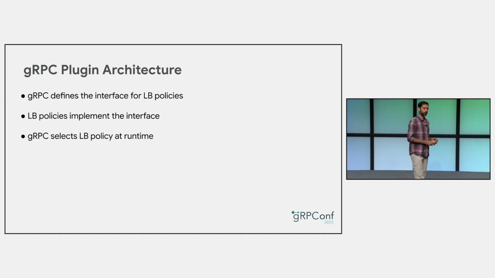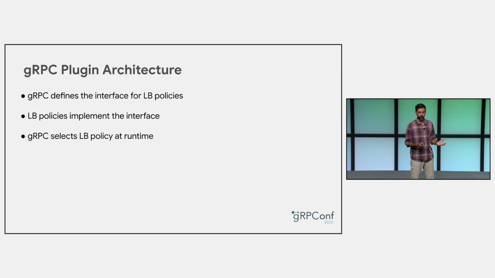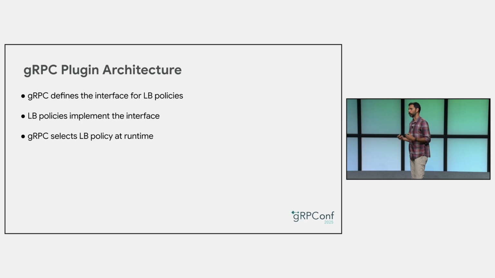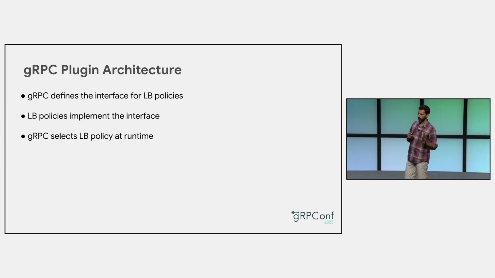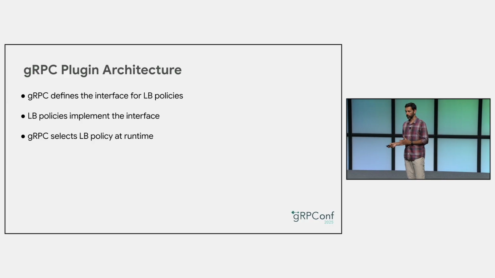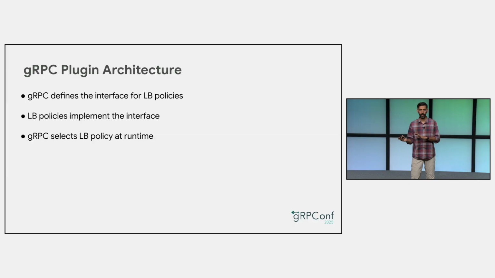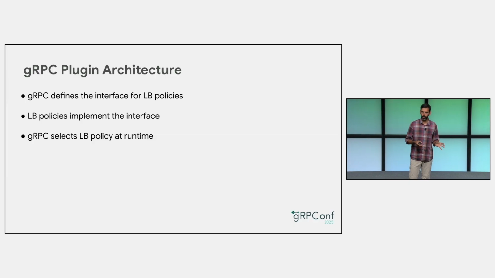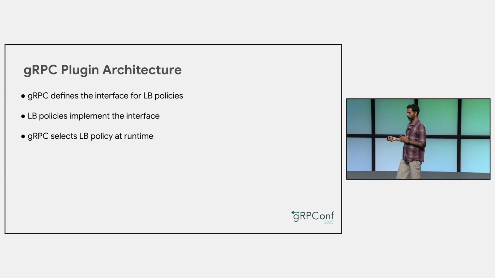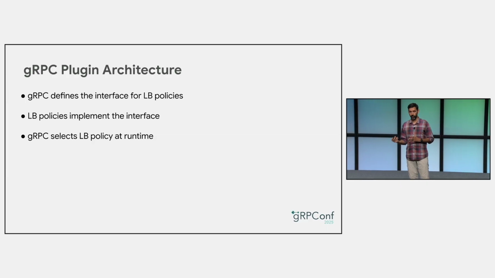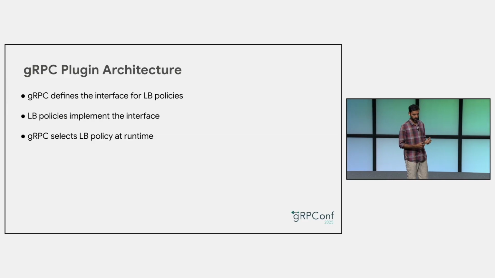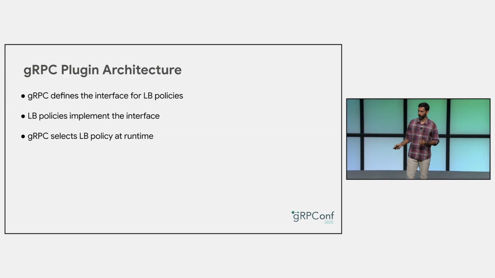Now, gRPC supports a plugin architecture for most of its components, and LB policies are also one of them. With the plugin architecture, gRPC defines the interface that LB policies need to implement. They implement that interface and register themselves with gRPC at init time, and at runtime, gRPC selects an LB policy based on what is specified in the service config returned by the name resolver. We'll get into what service config is a little later on in the talk.